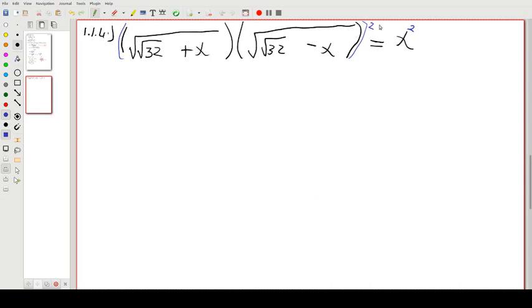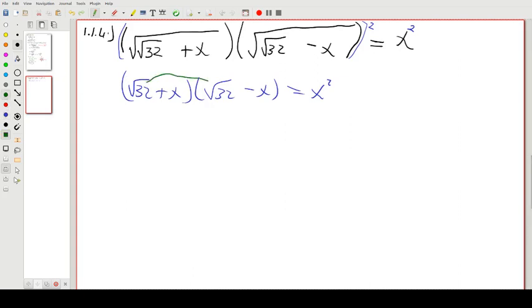What does a square do? It goes to both parts, not both terms. So this thing gets squared, this thing gets squared. The square and the square root cancel out. So what's left is the square root of 32 plus x, times, and this side also gets cancelled out by that square, the square root of 32 minus x. That's equal to x squared, since x squared is just x squared. That's it. Now we can multiply out with our FOIL method.